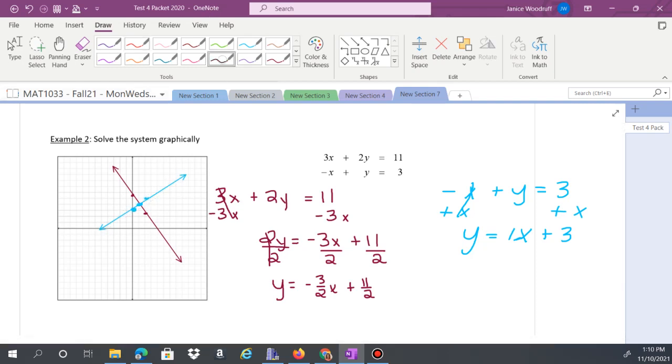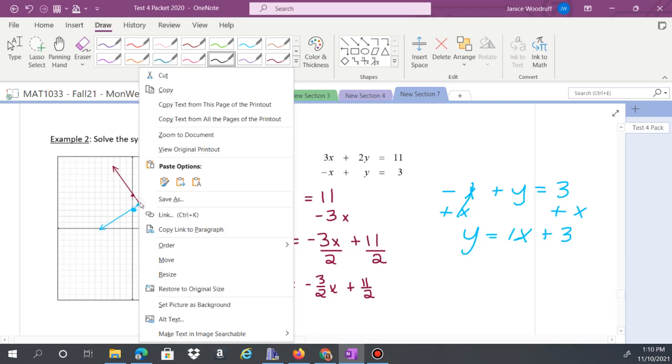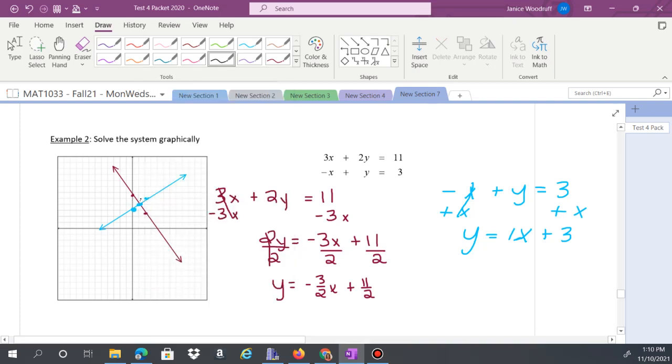And then what we do is we look at where they intersect. So they intersect right here. And we want to get the coordinates of that point. So what are the coordinates of that point? One on the x and on the y. I think it's 4. 1, 4.